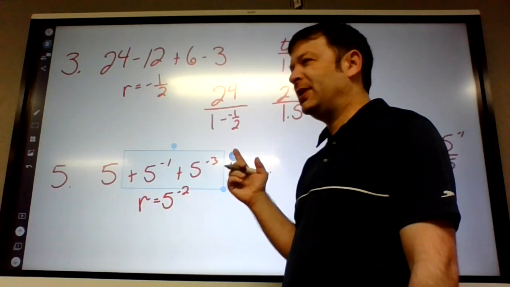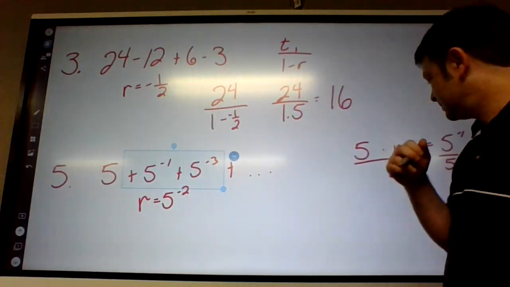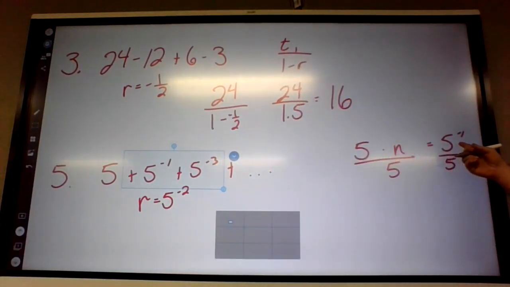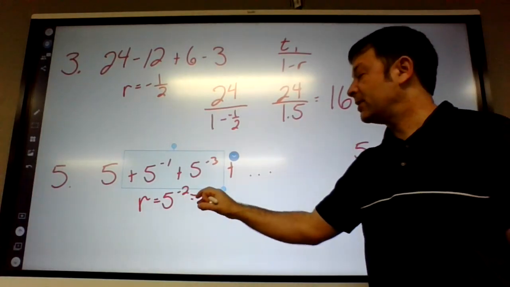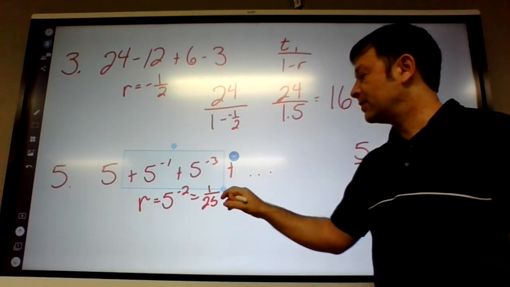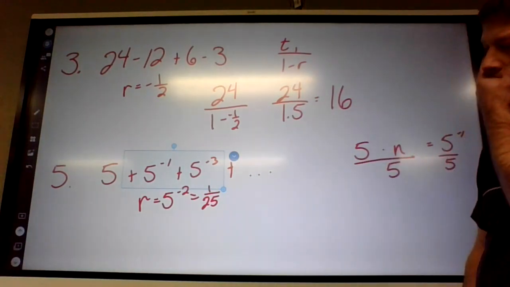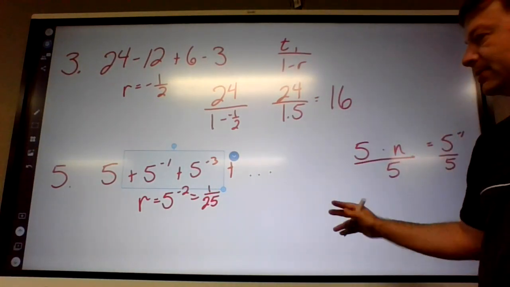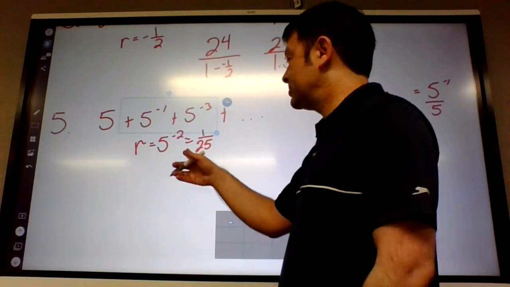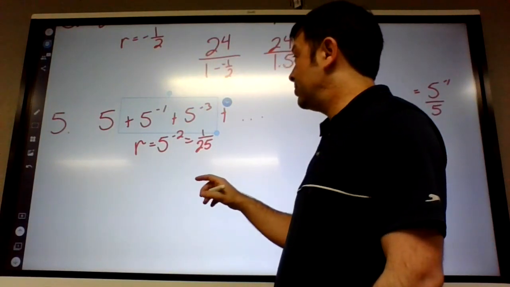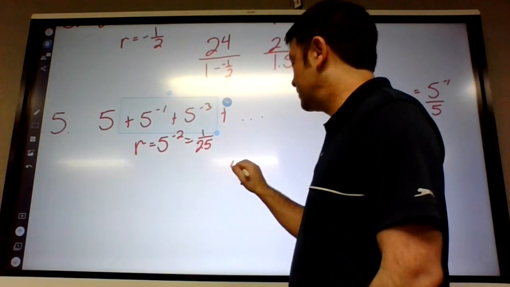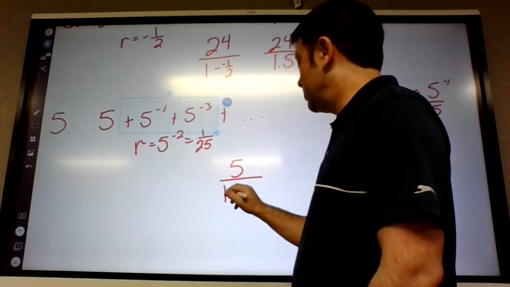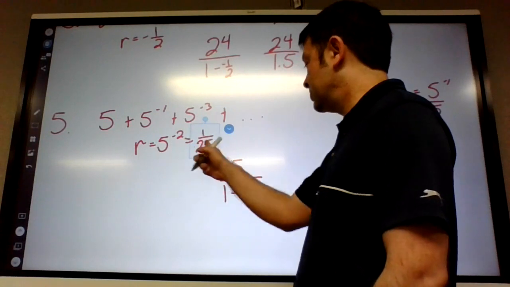Do you guys know what 5 to the negative 2 is worth? It's worth 5 squared upside down, so it's like 1/25. Either way, it doesn't really matter what you use. So t sub 1 is 5 over 1 minus one of those two.